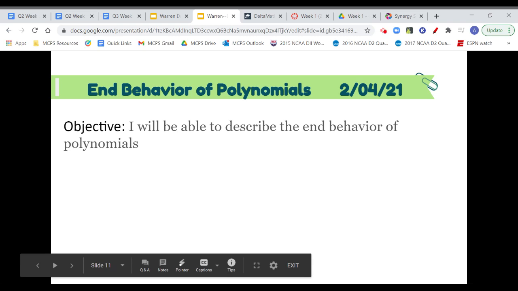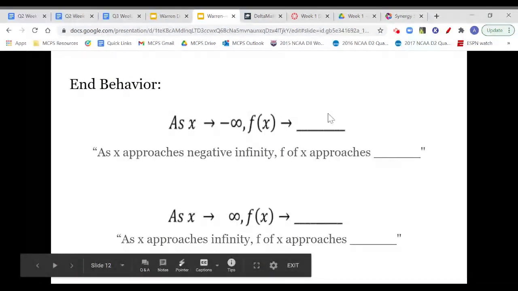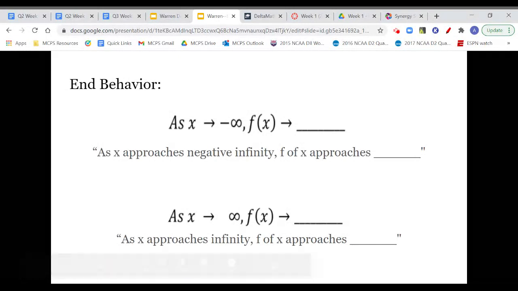Hi everyone! In this video, we are going to be talking about end behavior of polynomials. So first things first, we need to understand the notation behind end behavior because if you don't understand the notation, you probably aren't going to understand the concept itself.